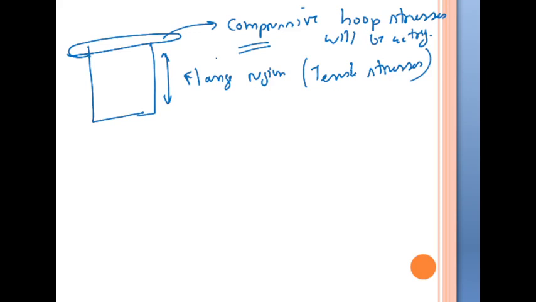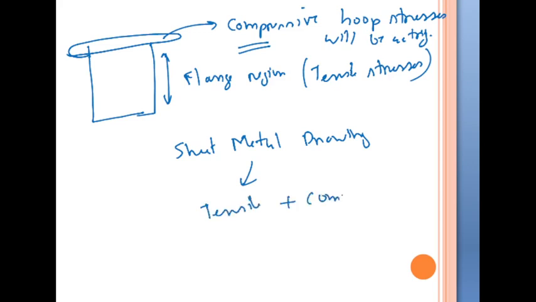Again, if we increase the blank holding force too much, then fracture will be produced in the flange region. So the blank holding force must be optimum. Now in case of sheet metal drawing operation, what stresses will be acting in the final product? Both tensile plus compressive stresses will be acting. This might be asked in various competitive exams.